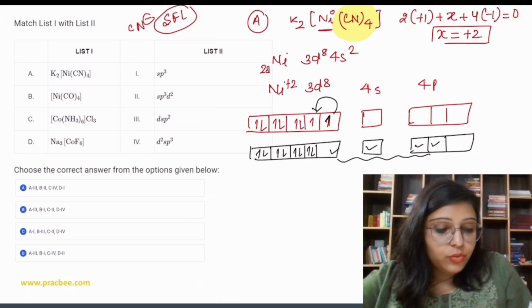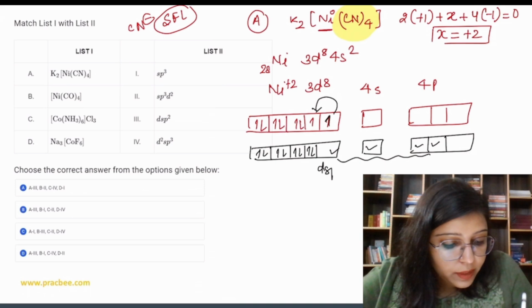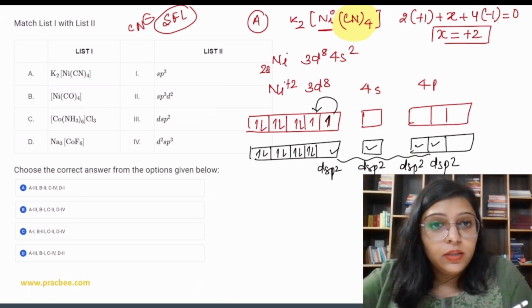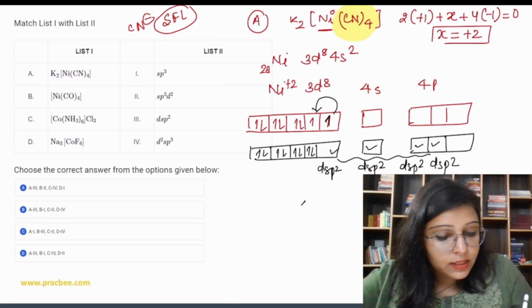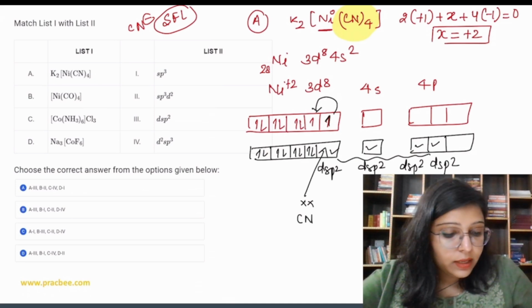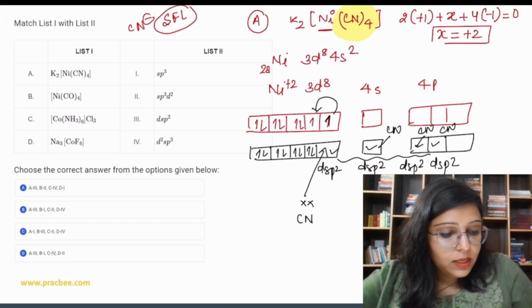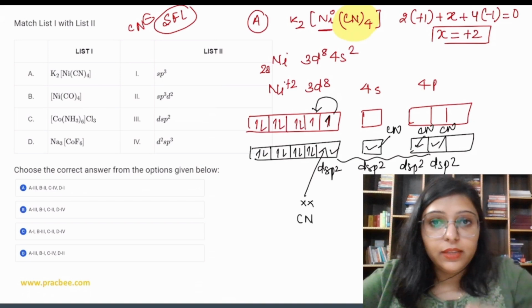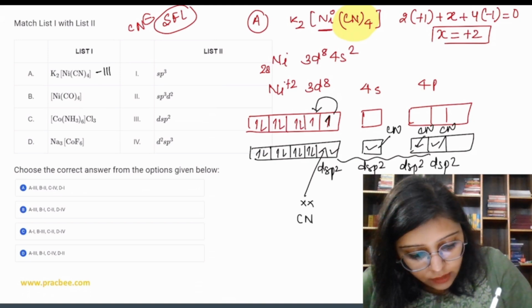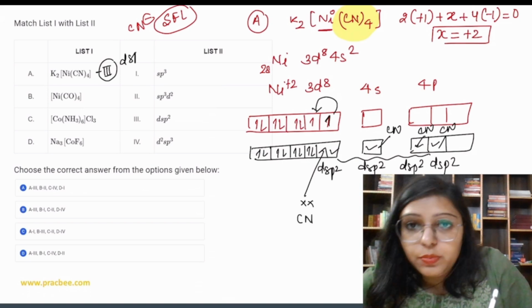They hybridize together to form dsp2 hybrid orbitals. Or we can say CN gives its electron to this dsp2. Similarly, it can give electrons to this, this, and this. So hybridization is dsp2. So option A can be matched with 3, which is dsp2.